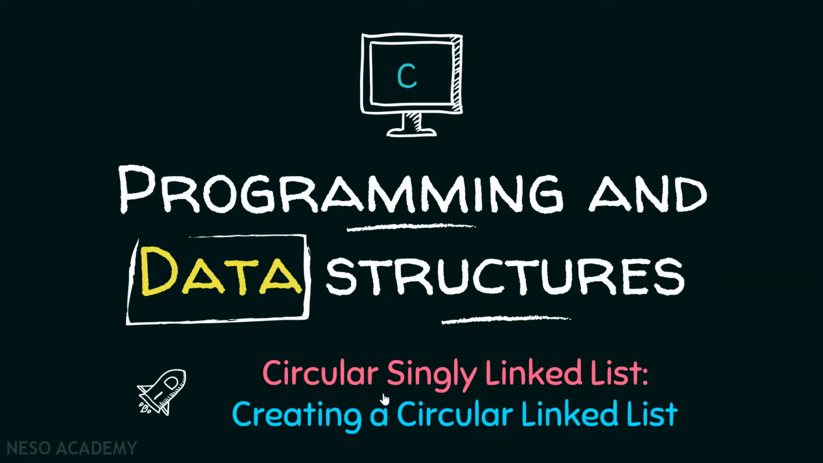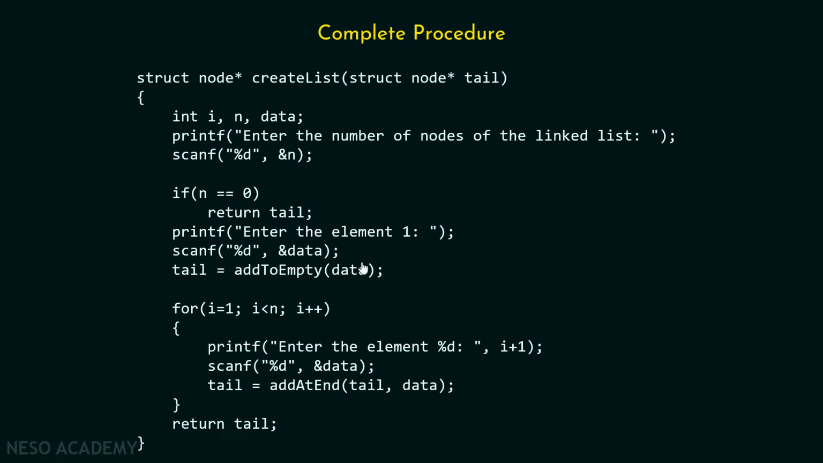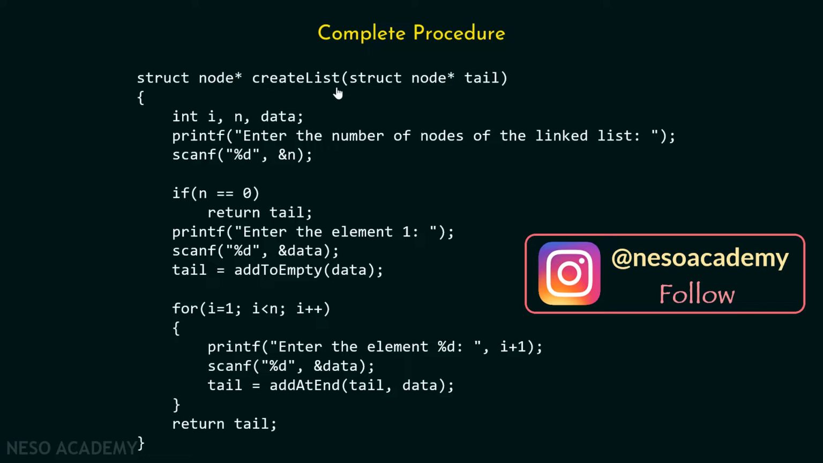In this presentation, we will learn how to create a complete circular singly linked list. So let's get started. Let's create a separate function for creating a complete circular singly linked list. And here is how the function looks like. This is a create list function where we are passing just this pointer tail. Currently, you should assume that tail is holding null.